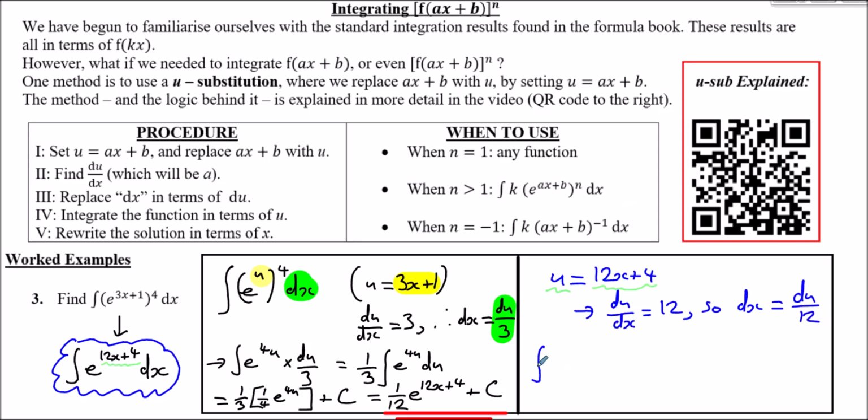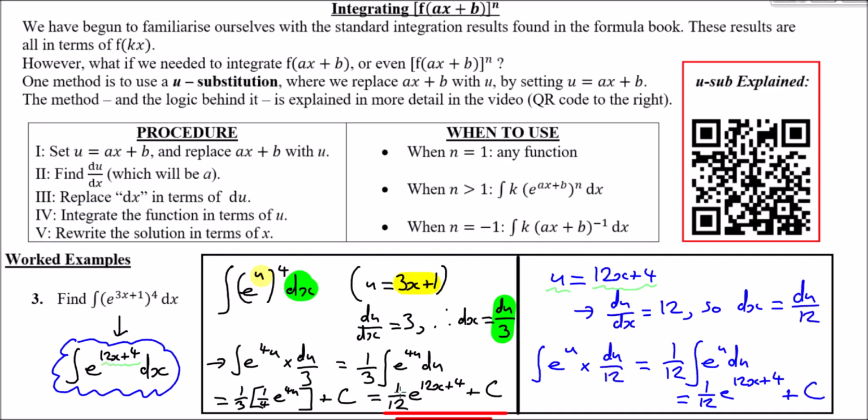So if I now integrate e to the u with respect to x, but my dx now is du over 12, I'm going to have e to the u times du over 12. So I've got 1/12 integrate e to the u du. Integrating e to the u will stay as it is. So of course I'm just going to have 1/12 e to the u, and I said u was 12x plus 4, plus of course the arbitrary constant of integration, which we must not forget.